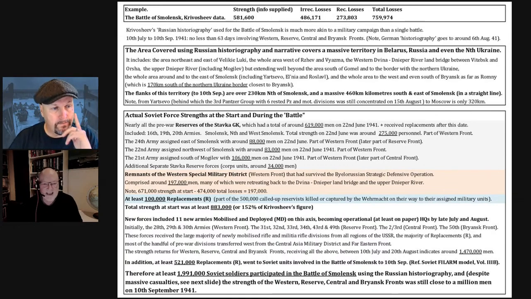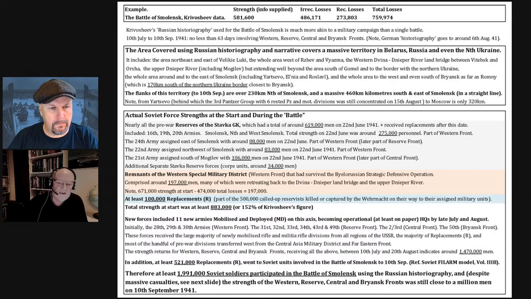So it's actually into the Ukraine. So they're saying this battle in Belorussia was so massive that it actually went into the northern Ukraine. So it's not a battle, it's a mini campaign. So what I'm saying is, okay, if you're using the Russian historiography, then we need to take all these different battles that were fought in that time period in this area, and what are the numbers? Because these numbers don't appear in any of the other listings that Krivosheev is producing. They only appear in the Battle of Smolensk.